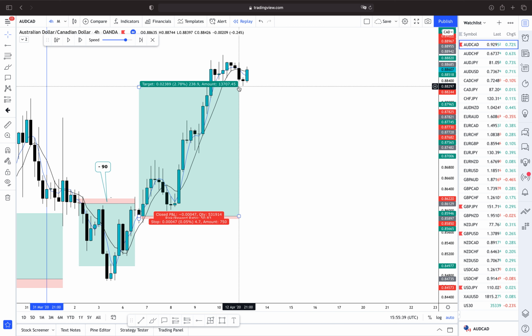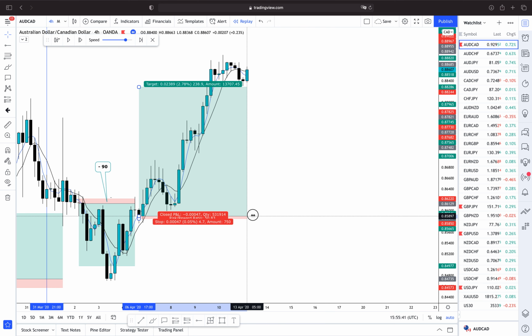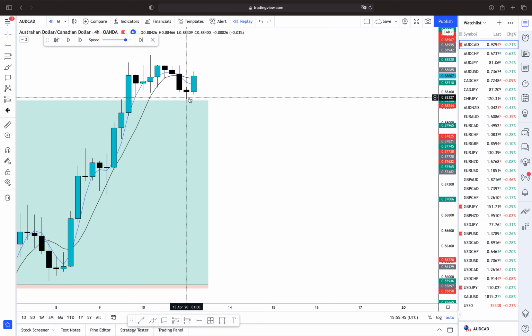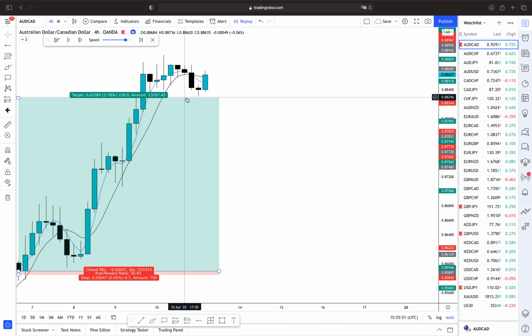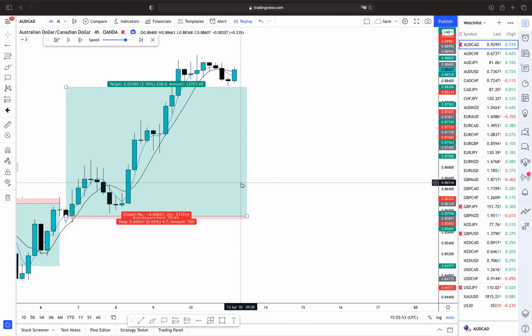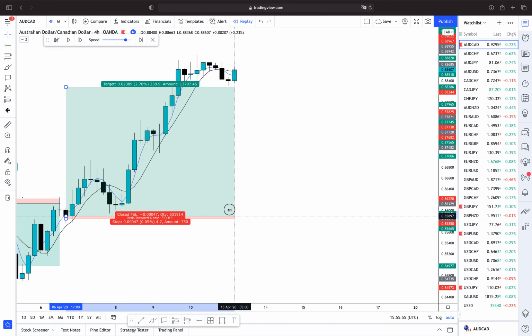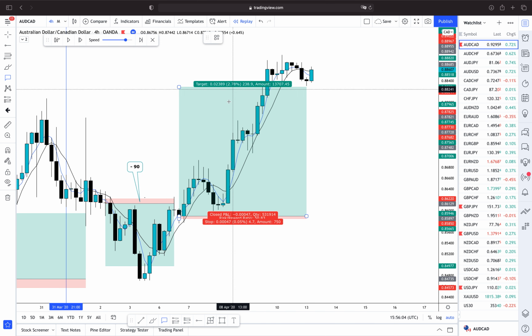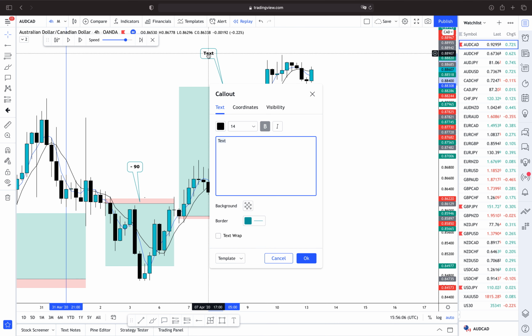I think I would have been tagged out in this candle because it has clearly broken this inside bar, so I would have been tagged out in this trade. I'll note it. So this trade was really good. I made about 238 pips.